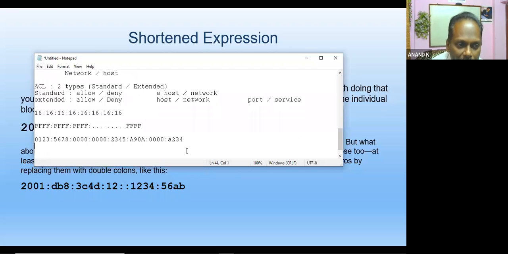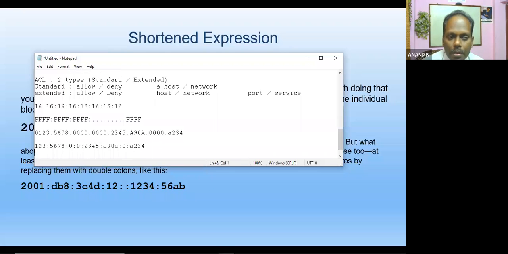You can write it as 123 colon 5678. The starting 0 is not required. Similarly 0 colon 2345 colon A90A colon 0 colon A234. Like this it can be shortened.